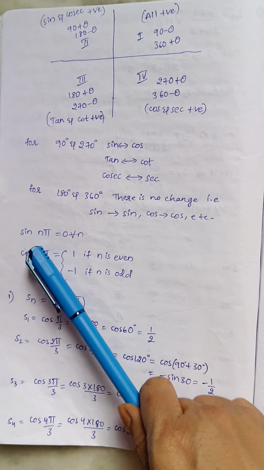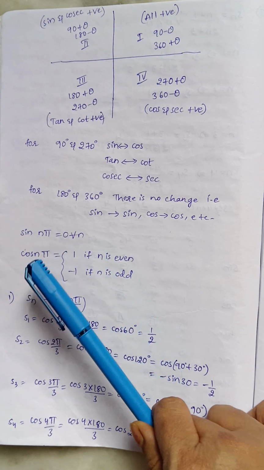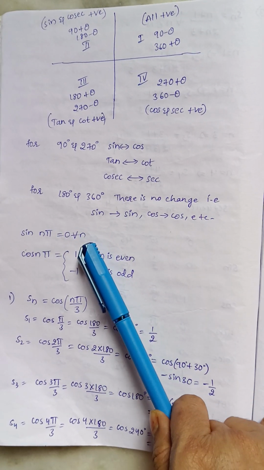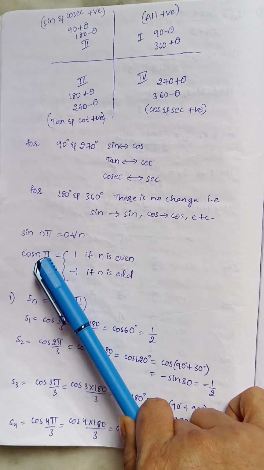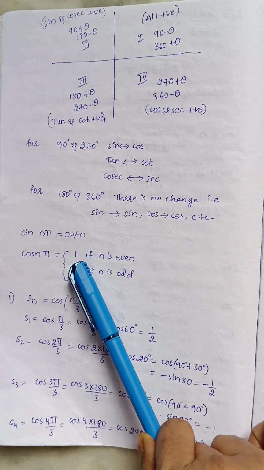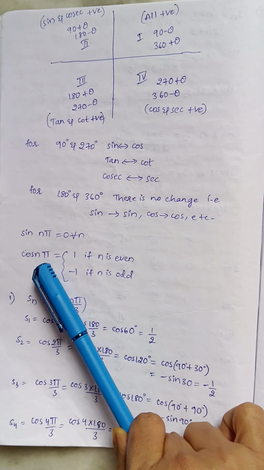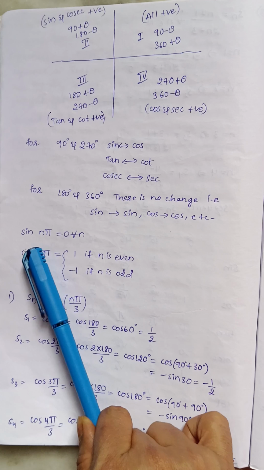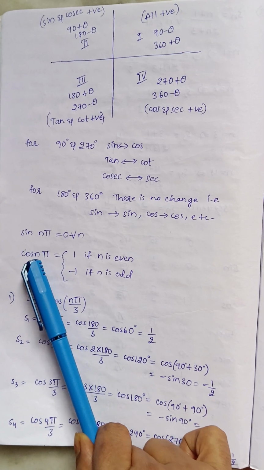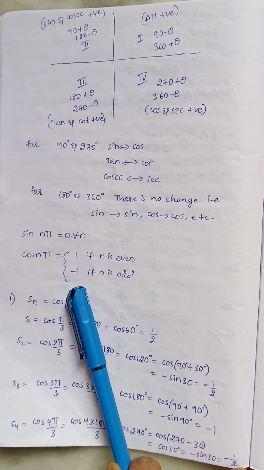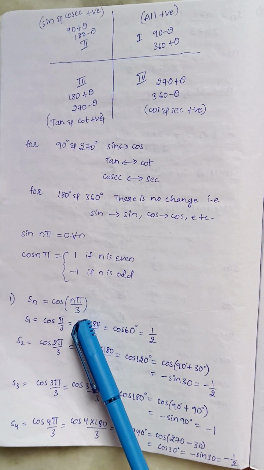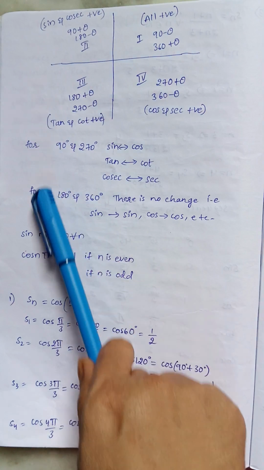Also sin n pi is always 0 for all n. That means sin 2 pi, sin 3 pi, sin 100 pi, whatever you take, the value will be 0. And for cos n pi, where n is an even number, the answer is 1, like 2 pi, 4 pi, 6 pi, the answer is 1. For odd numbers like 3 pi, 5 pi, 7 pi, the answer will be minus 1. To solve this problem, you should remember all these conditions, right?